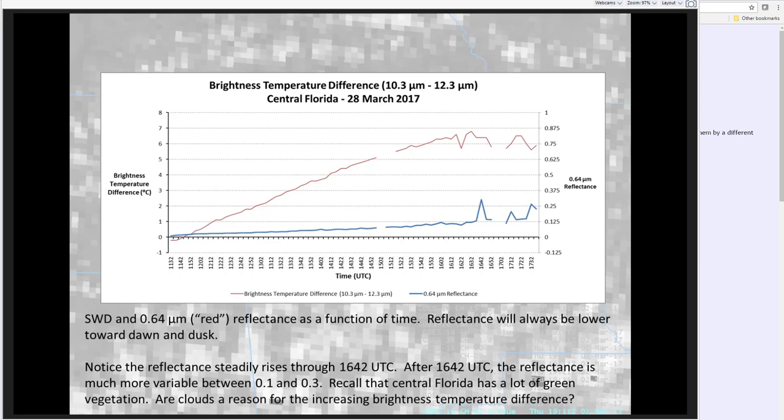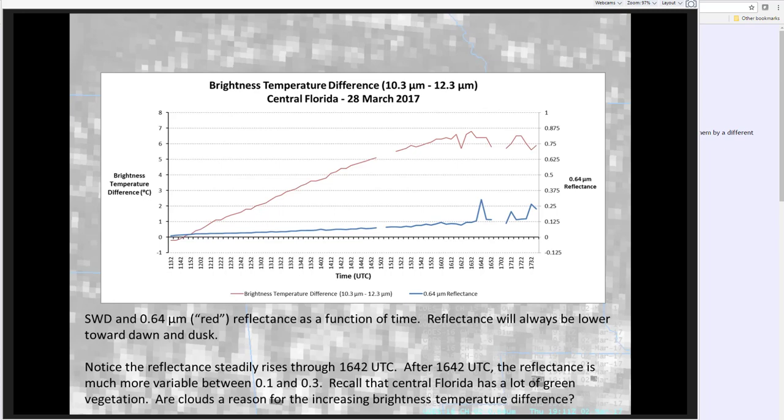Of course, since we're in the Florida Peninsula, it's pretty green there, so a lot of the red light is being absorbed by the plant life, and so you never get very high reflectance until we get to around 1632 Z, where, similar to the time where we see the brightness temperature difference fluctuate, we start seeing the red reflectance fluctuate as well. So that's probably an indication that we're getting clouds forming, or cumulus forming. So is the increasing brightness temperature difference that we're seeing beforehand due to cloud cover or not? Or is there something else still going on?